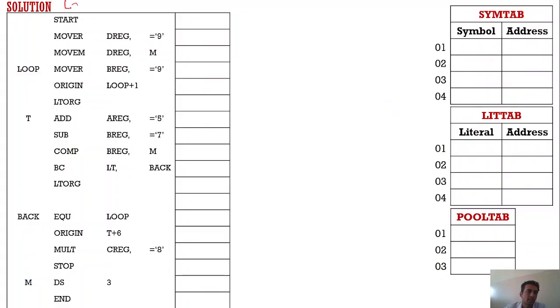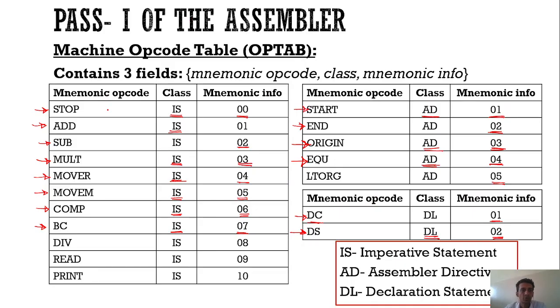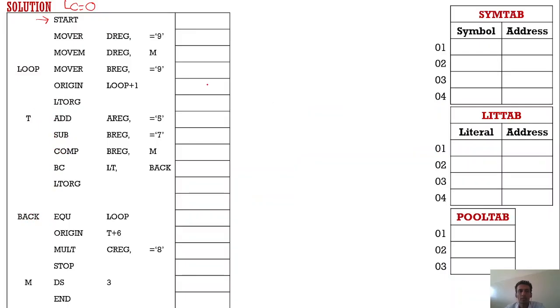We will write LC as 0 in the beginning, and now we will start parsing the code. So the first instruction is start. Referring to the table, we will get to know start is of type assembler directive. So for assembler directives, we need not perform LC processing, but what the assembler directive does is it asks the assembler to start generating target code from the given address.